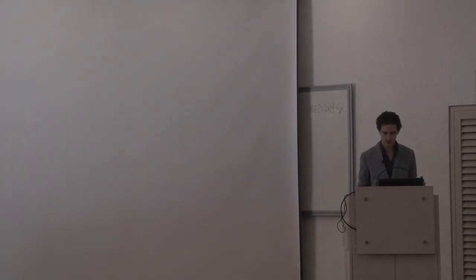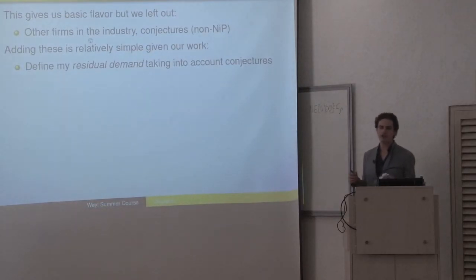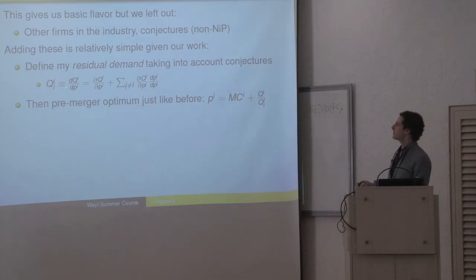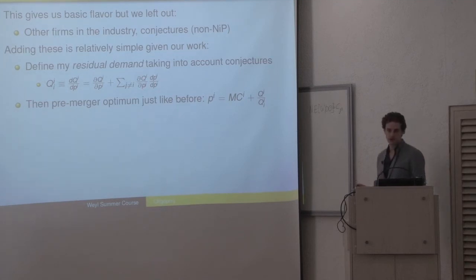Okay, so we can define my residual demand curve taking into account the conjectures of all firms, just like we did earlier in the lecture. In terms of quantities, now we're doing it in terms of prices. So the derivative of my demand with respect to my price is now the partial derivative of my demand with respect to my price, plus the sum over all the other firms of the partial derivative of my demand with respect to their price times how much I think their price changes when my price changes from conjectures.